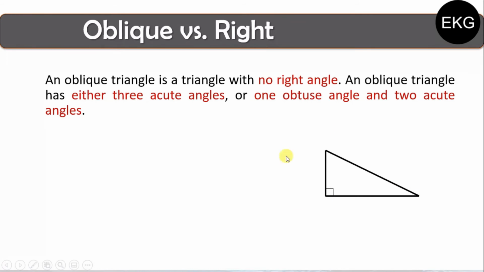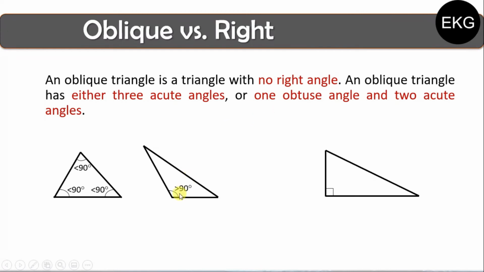Kung ito yung ating right triangle last time, we have a right angle. Sa ating oblique triangle naman, wala tayong makikitang ganito. It's either all angles are less than 90 degrees, yan yung sinasabi dito na we have 3 acute angles na triangle, or we have one obtuse angle greater than 90 degrees, and the other remaining angles ng ating triangle are acute angles. And these two triangles, this characterizes our oblique triangles.